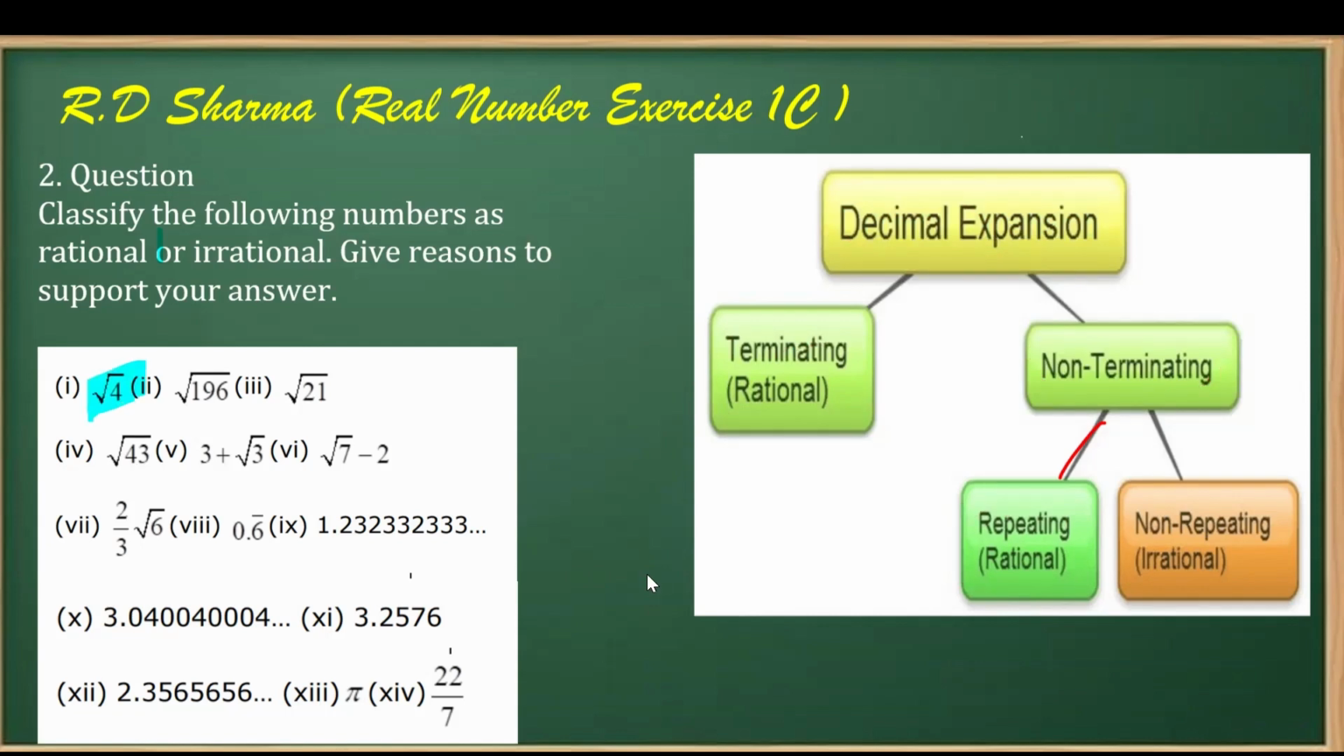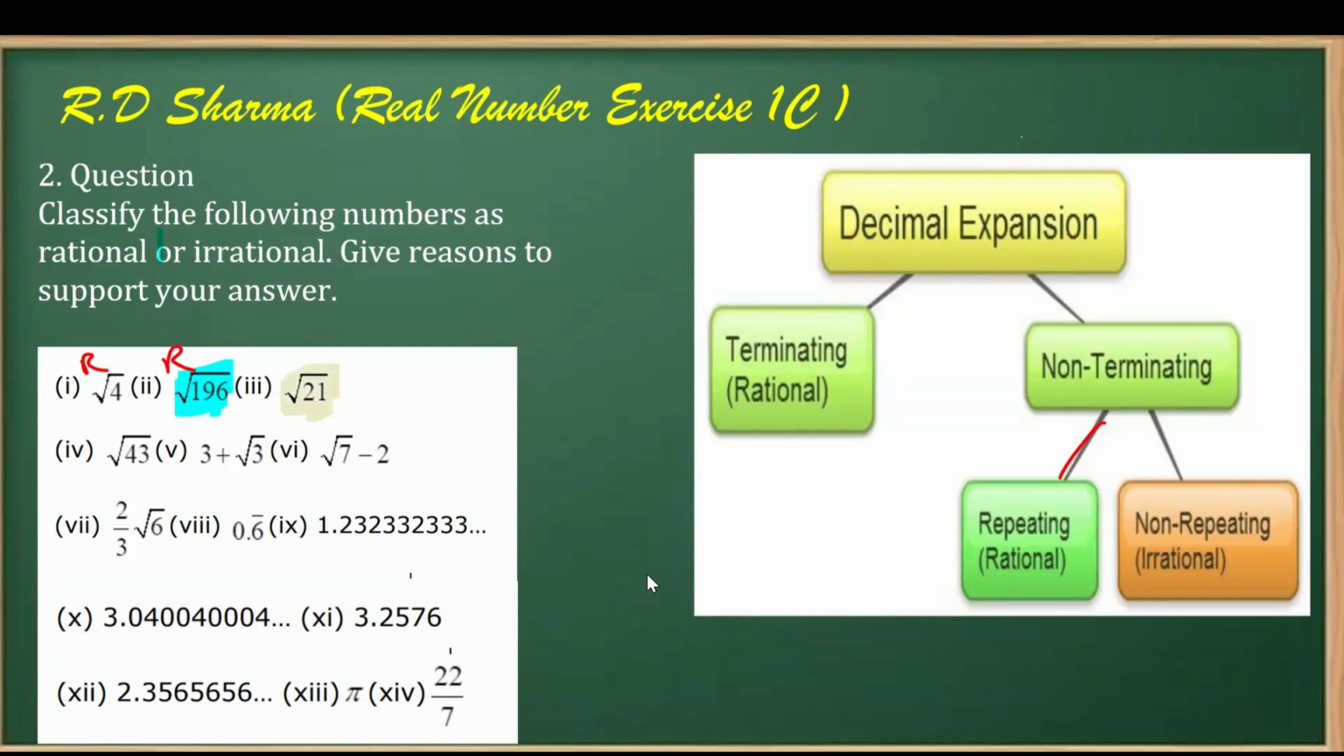The first one is under root 4. We know that under root 4 is equal to 2, and 2 can be written in the form of P by Q. So this is rational, right? I'll write R for rational here. Now next is under root 196, which is 14. So this is also rational.